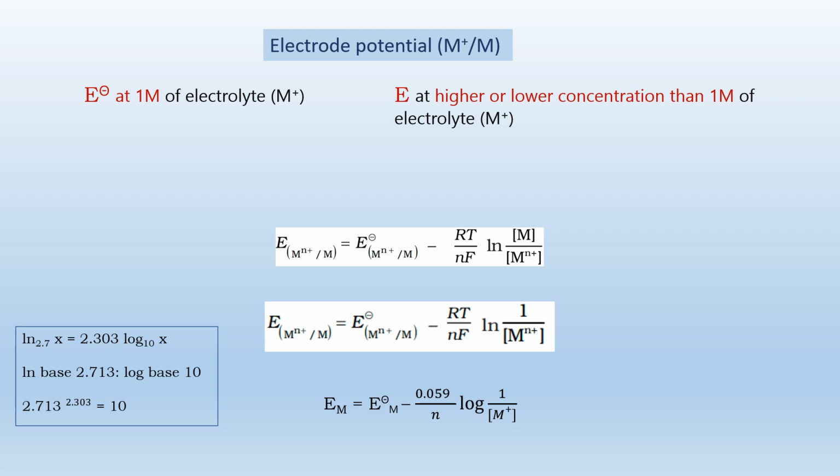To find the electrode potential using the Nernst equation, we should know the E naught value. E naught values are determined at 1 molar concentration of electrolyte. But in the logarithmic part, we should know two concentrations. Apart from the metal ion concentration, we should also know the metal concentration. The metal concentration will not vary, because for any metal, the metal is a solid.